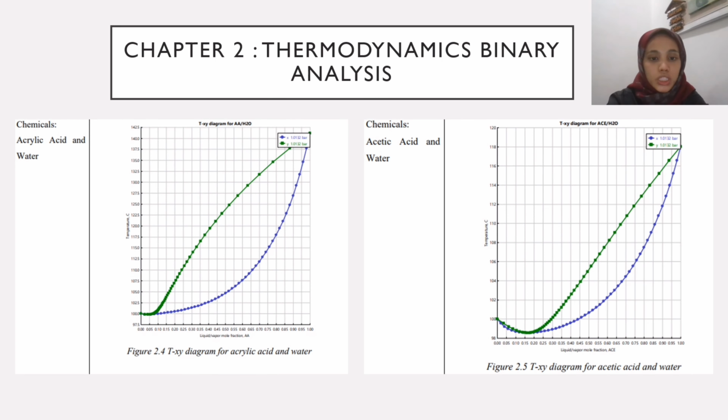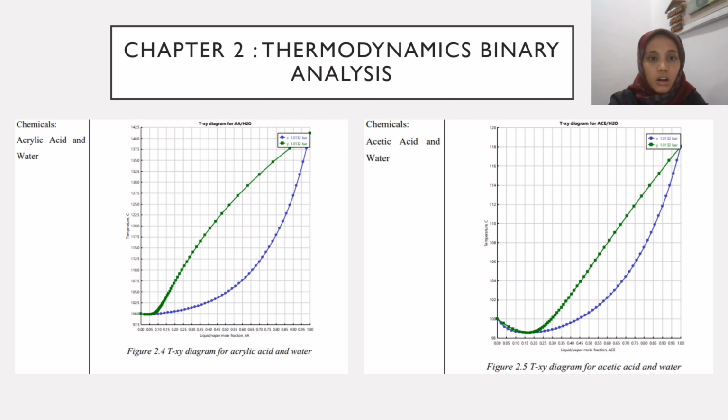We proceed to Chapter 2, Thermodynamic Binary Analysis. The main purpose of this is to obtain the desired product with specific purity. The specific purity that we want is 99.9% of acrylic acid. Therefore, thermodynamic binary analysis is important in order to identify the presence of azeotrope in the system during the thermal separation.